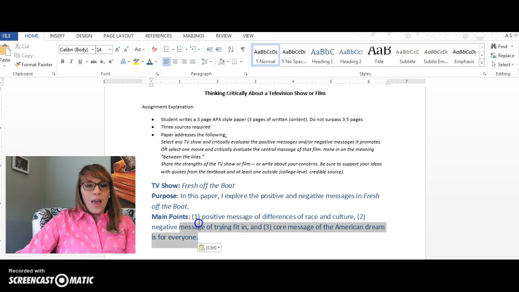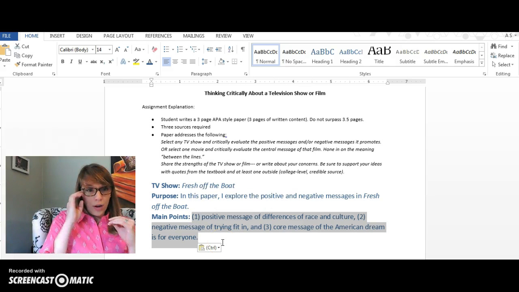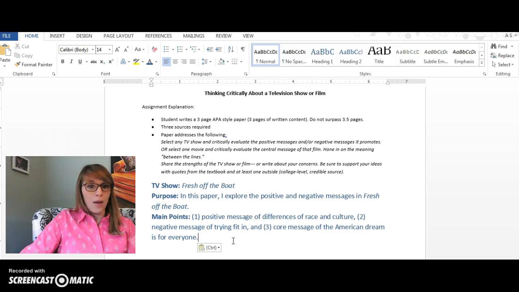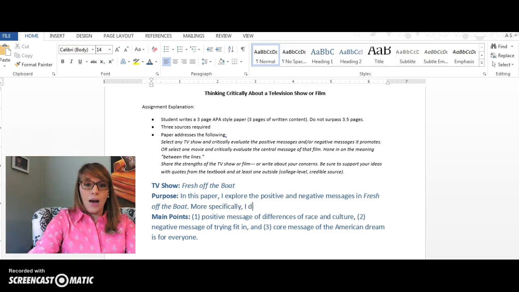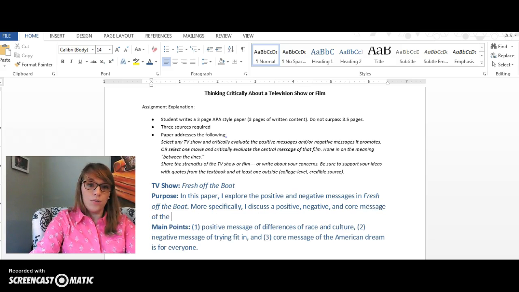Now that I know my main points, I would bring those together in a simple sentence known as a preview. An example preview might be, again, a preview statement follows a thesis. So I might say something like, more specifically, I discuss a positive, negative, and core message of the show.